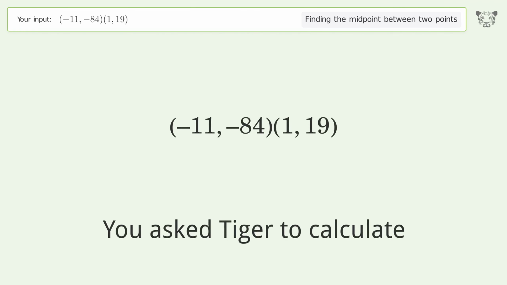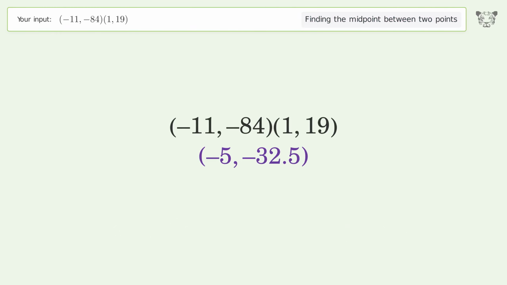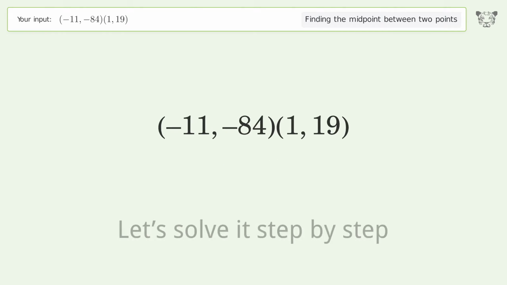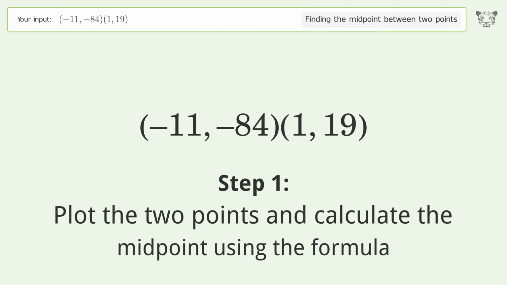You ask Tiger to calculate. This deals with finding the midpoint between 2 points. The midpoint between the 2 points is -5, -32.5. Let's solve it step by step. Plot the 2 points and calculate the midpoint using the formula.